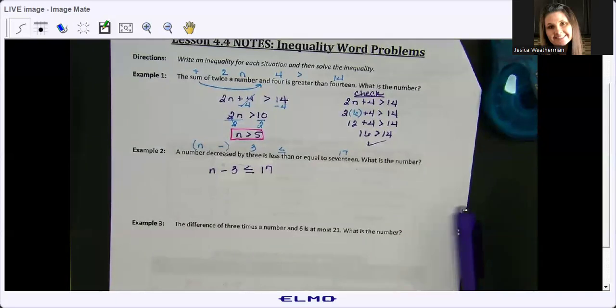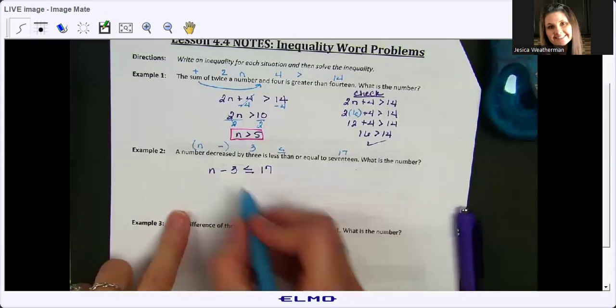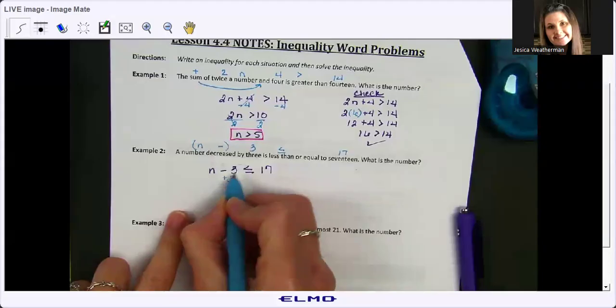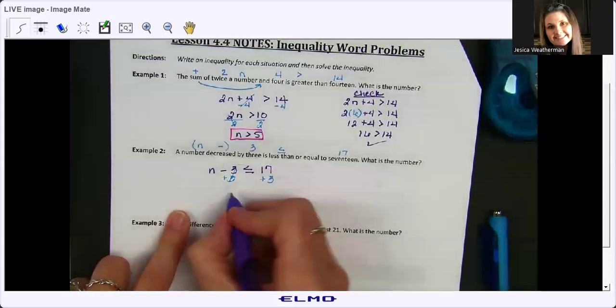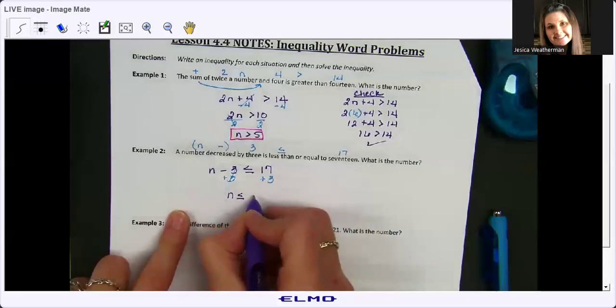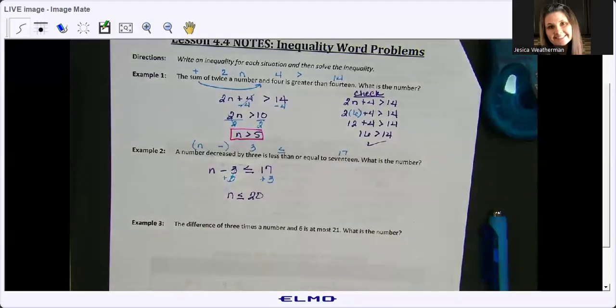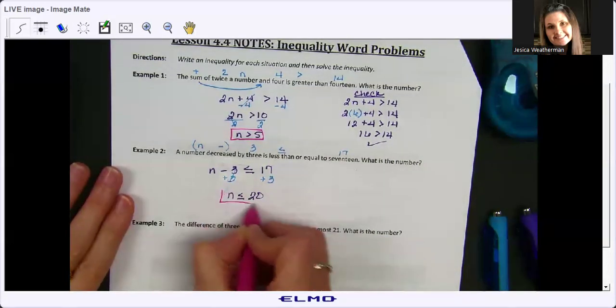So anyway, what is the number? Here we're going to undo the subtraction by adding 3 to both sides, and we get n is less than or equal to 20. Now, if I wanted to check this, I could plug 20 into it, because it says equal, it can be equal to 20. So it can be any number 20 or less. Whereas the one in example 1 has to be more than 5 because there's no equal sign under it. Are there any questions about those two?